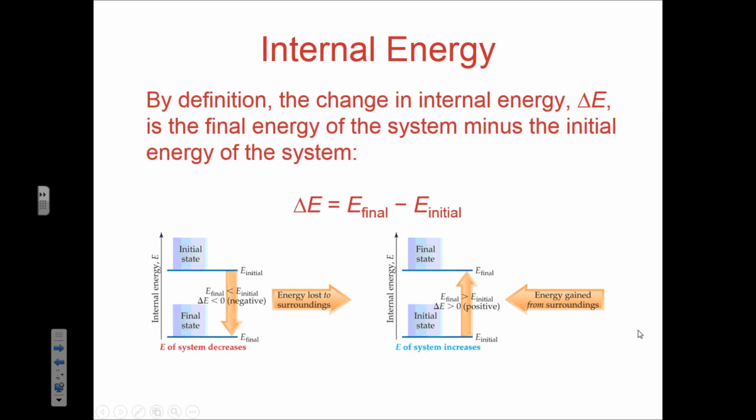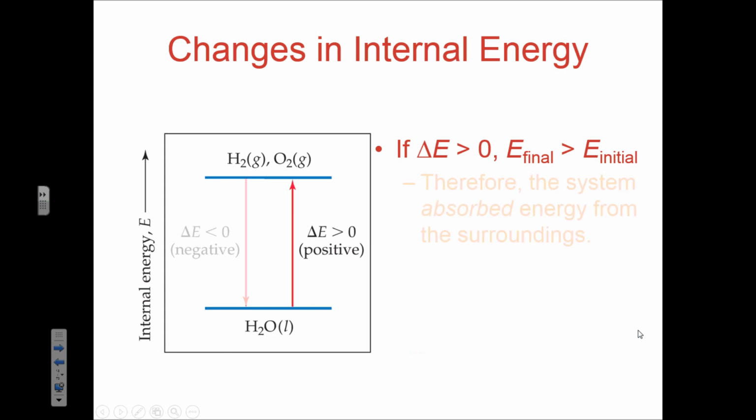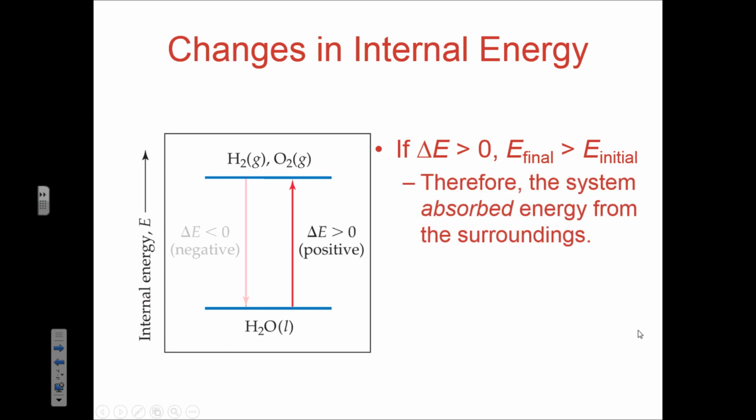Now, by definition, the change in internal energy, which is written as delta E, so whenever you see this delta sign in front of some variable, that means we're looking at change in. So the change in energy of a system would be the final energy of the system minus the initial energy. And that would tell us how much it changed. And therefore, it would also establish sign. It makes a difference whether delta E is positive or negative because that's telling you whether the system is gaining or losing energy. Now, if delta E is greater than 0, that means that final energy was greater than initial internal energy, and therefore the system absorbed energy from the surroundings.